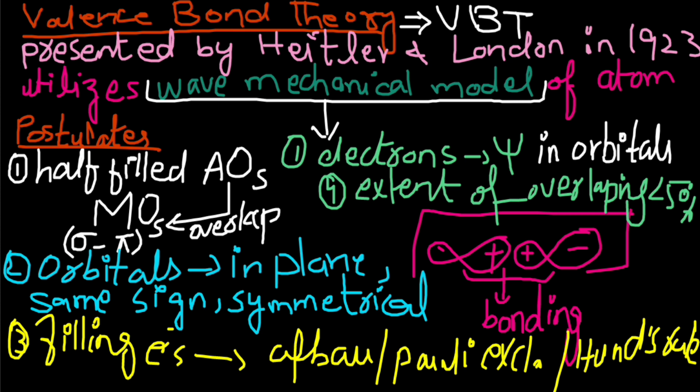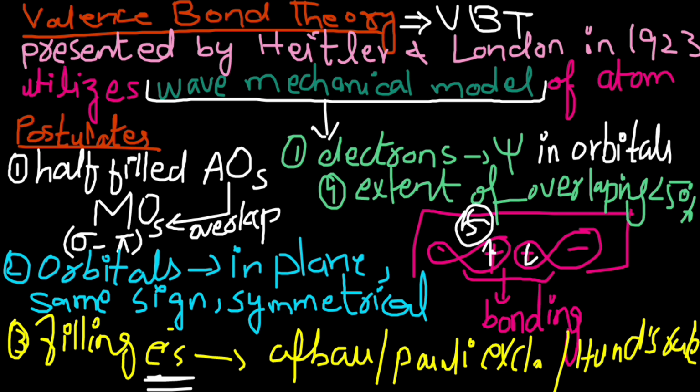Here is another postulate: the electrons that are present in the orbitals must be spinning with opposite spin. Which means if this orbital has an electronic spin clockwise, then the other orbital must have an anti-clockwise electronic spin. So two electrons in two orbitals must be rotating with different electronic spin. So this was the fifth postulate. I am writing here, this is the fifth postulate of valence bond theory.